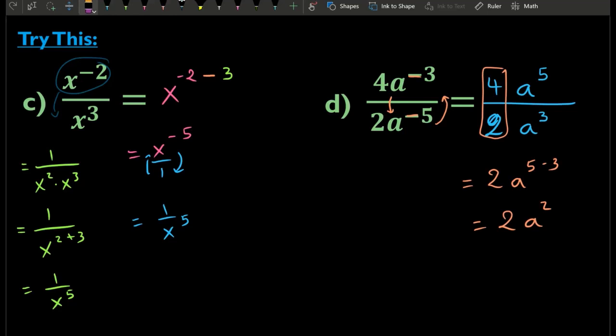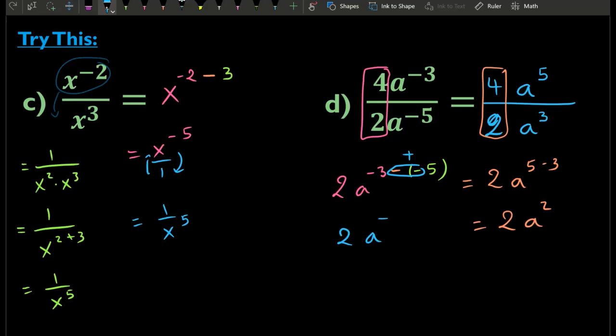Or we can do all of this from the beginning. We can have 4 divided by 2, which is 2. A to the negative 3. Because of division, you're going to subtract negative 5. And since we have two negatives next to each other, negative times negative turns into positive. So that will give you 2a to the negative 3 plus 5. Negative 3 plus 5 will give you a to the 2nd power. And we bring down the 2. Okay, and that's it.